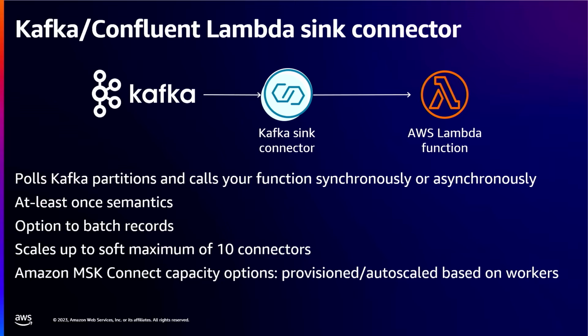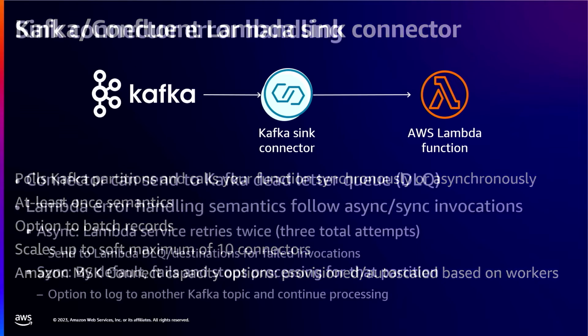Now, because Lambda can be called asynchronously, it has at-least-once semantics, so your functions need to do the work idempotently, which means that if you write the same record to a database, it's not going to cause you any issues. Idempotency for any stream processing or any distributed system is something you should be looking at and is super important. It can also optionally batch the records and send them to your function. This is useful to control your Lambda costs and to process a batch of records together. The Confluent sink connector does scale to a max, I think it was, of 10 connectors, and then you can request more from Confluent if you want to.